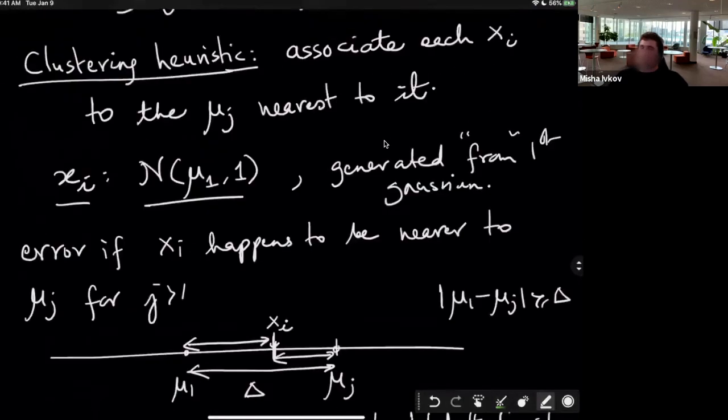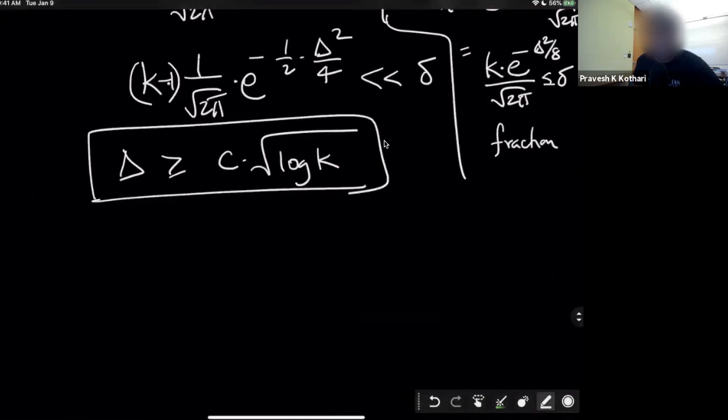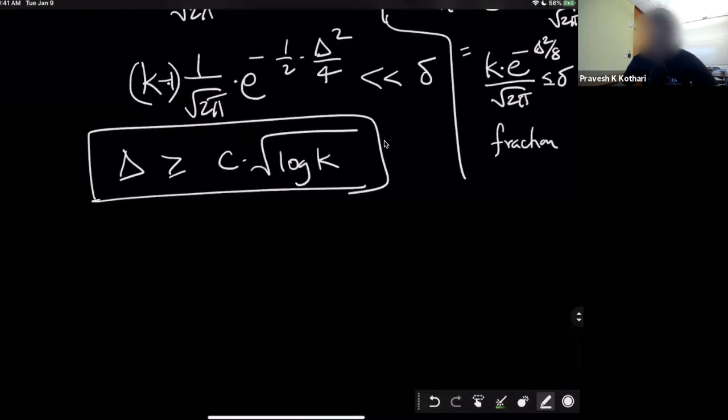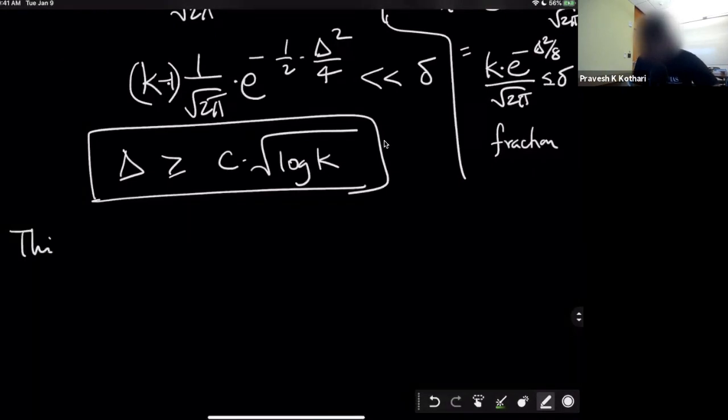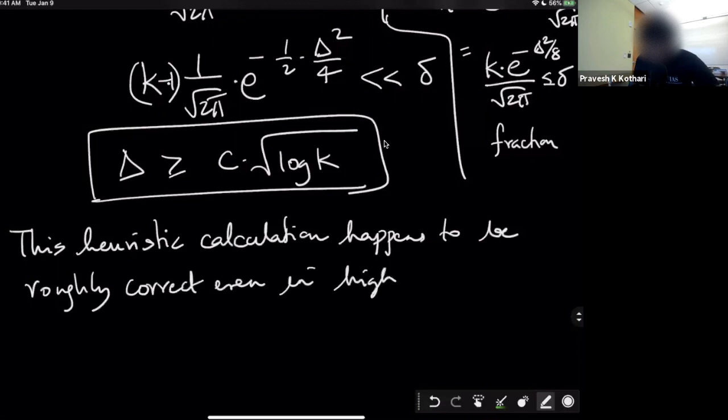All right, very good. So we all kind of agree that this heuristic of C root log k is reasonable, right? And actually this heuristic turns out to be essentially right, not just in 1D, but also in high D. So this heuristic calculation happens to be right. And I'll explain what that means in a second.